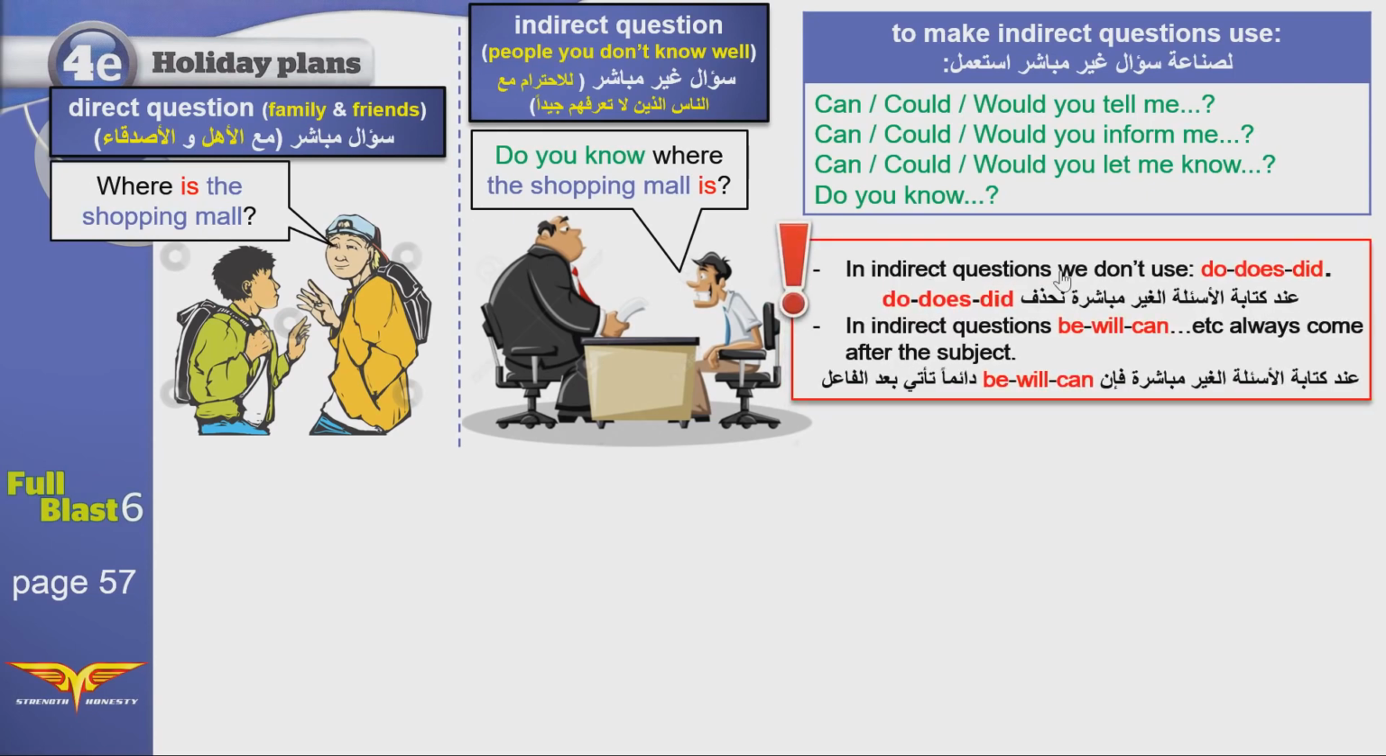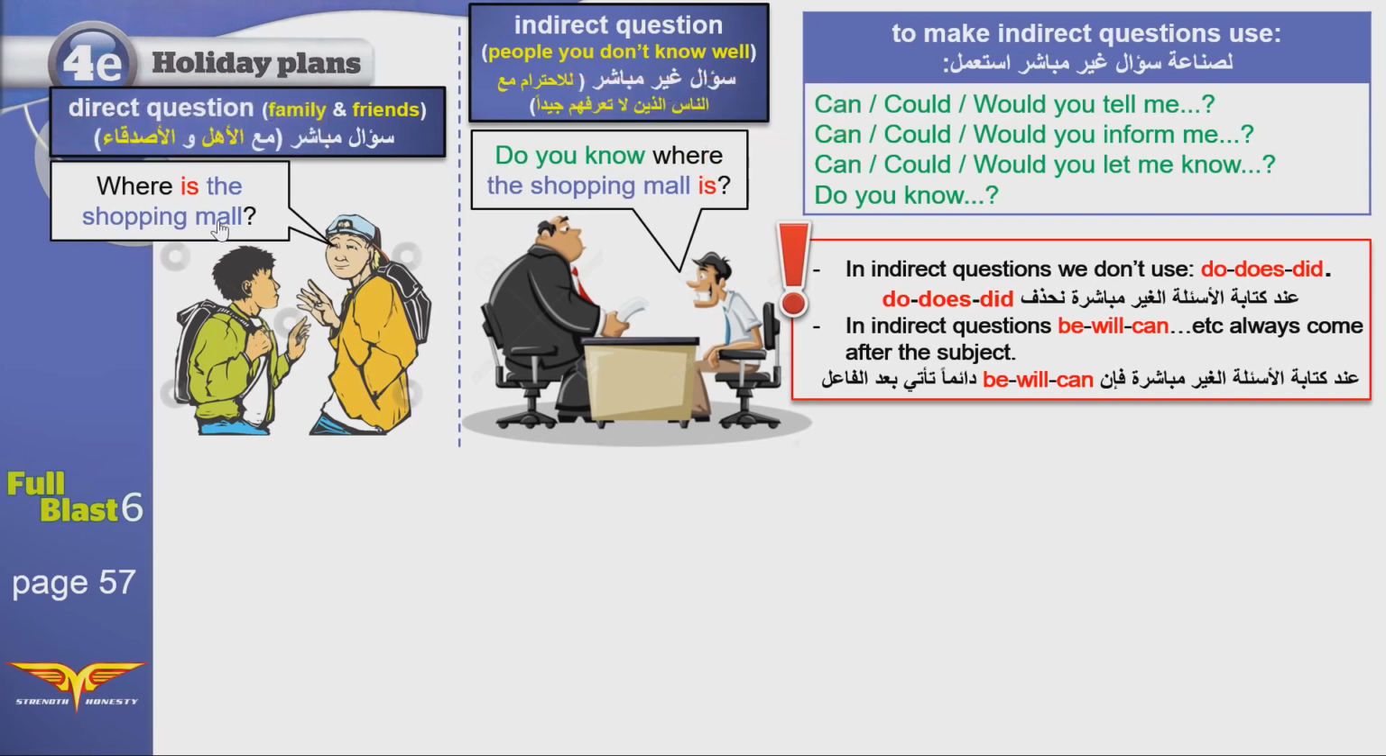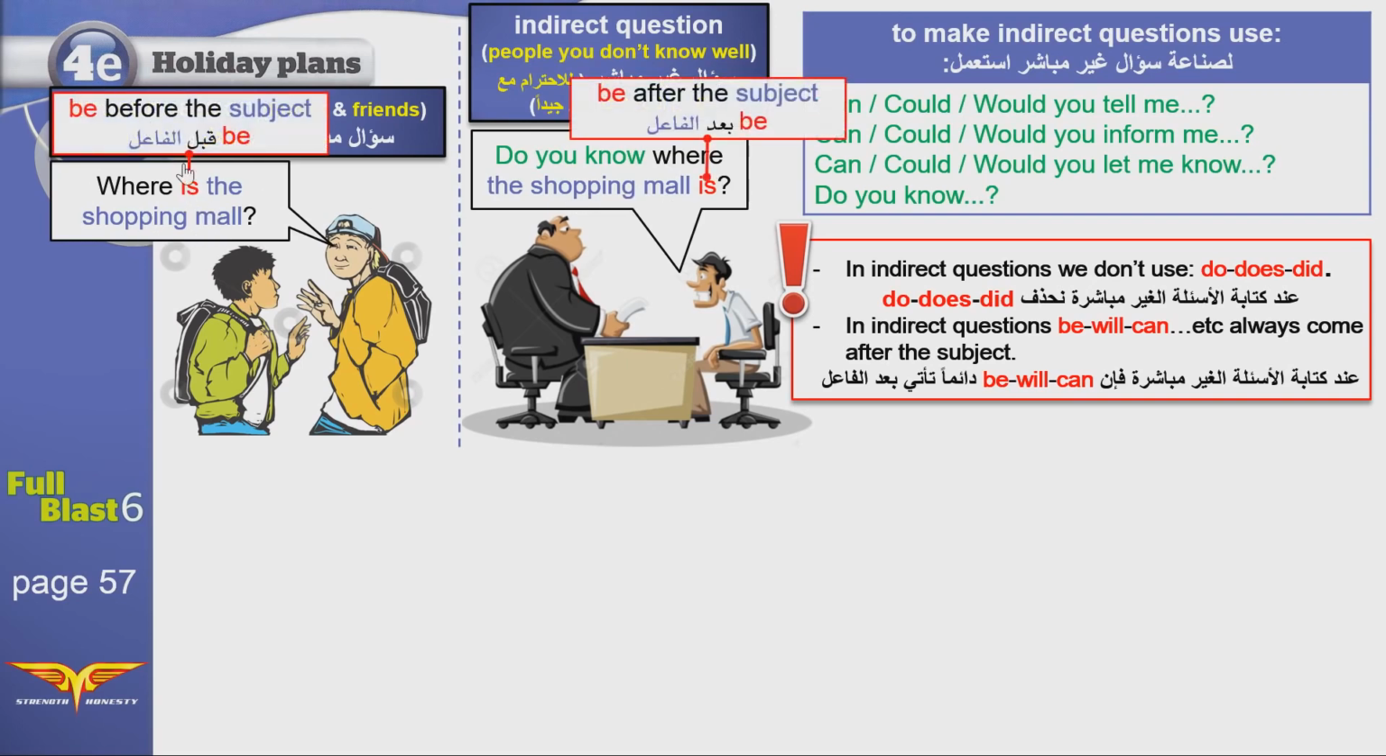Now, notice something very important. In indirect questions, we don't use do, does, or did. Never. We don't use do, does, or did here. Okay? In indirect questions. Two, in indirect questions, the verb be. Be is am, is, and are, will, and can. All these always come after the subject. Where is the subject here? The shopping mall is the subject. Where is the shopping mall? Shopping mall, subject. Where did the verb be come here?